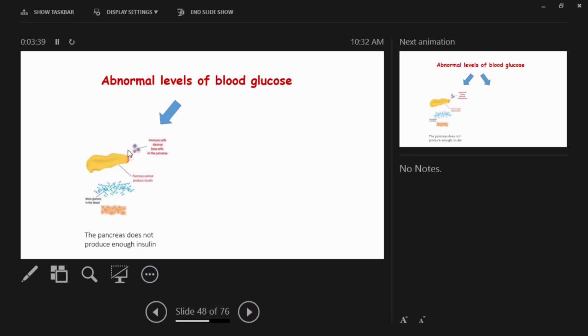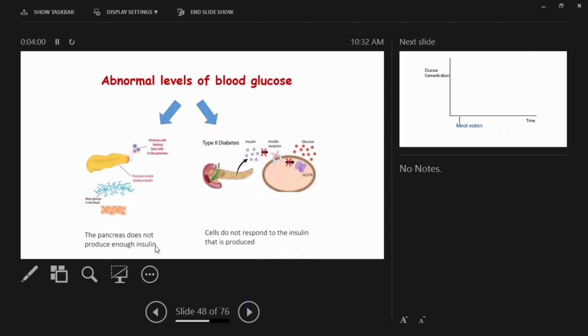Abnormal levels of blood glucose can also be due to damage of the pancreas, so it cannot produce insulin. Because there's no insulin in our body, our cells cannot take the glucose from the blood. So the pancreas does not produce enough insulin.